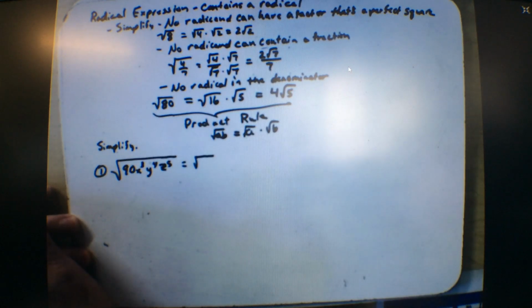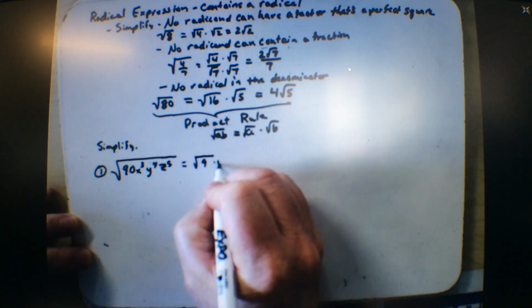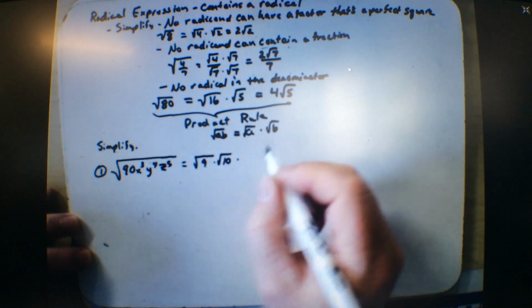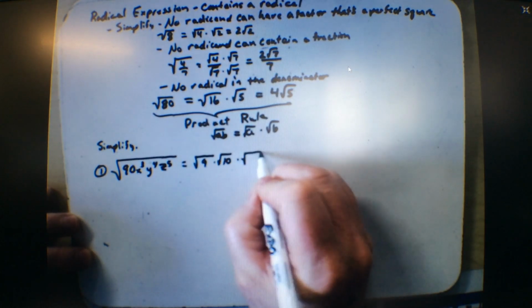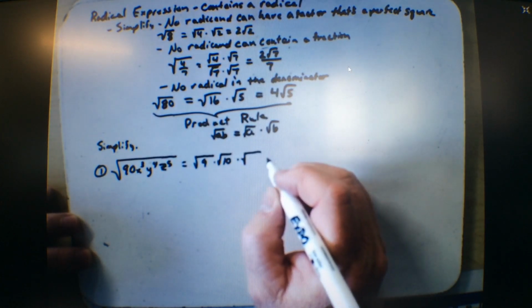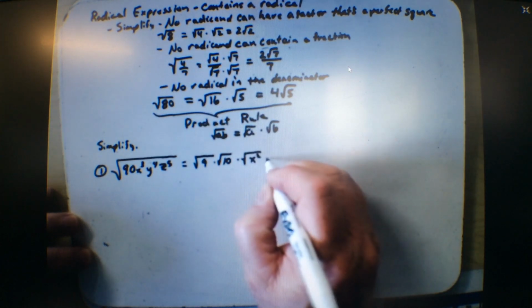Tell me something that goes into 90 that has a perfect square. How about 9? Very good. And that's 9 times 10, square root of 10, right? How many x's do I need to have a perfect square? 2. All right. How many are left over if I have 3 of them?